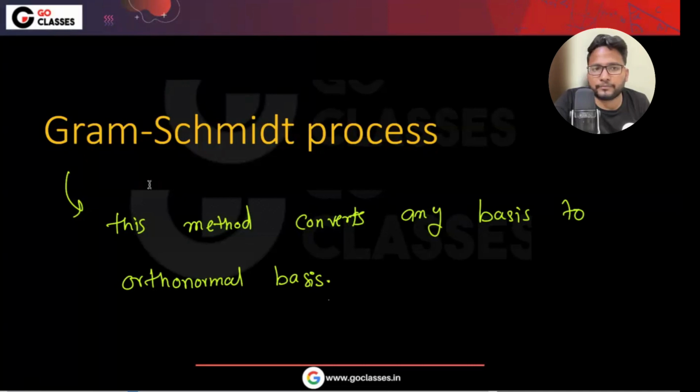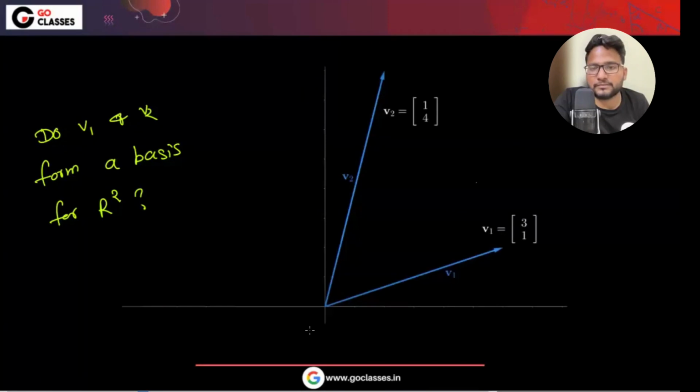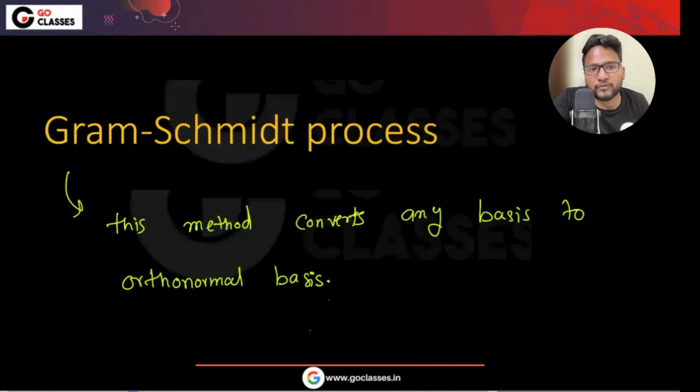Okay, cool. So now let's see what this method does to convert any basis to the orthonormal basis. By the way, Gram and Schmidt are two different scientists. Just guess which scientist might have had more contribution in this process? Gram or Schmidt? Any guess?